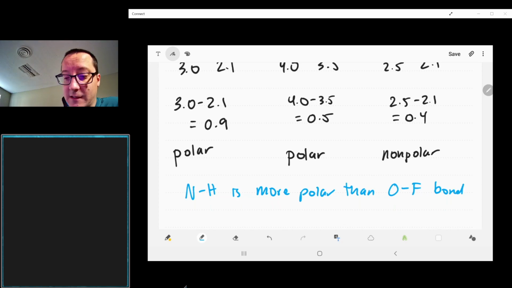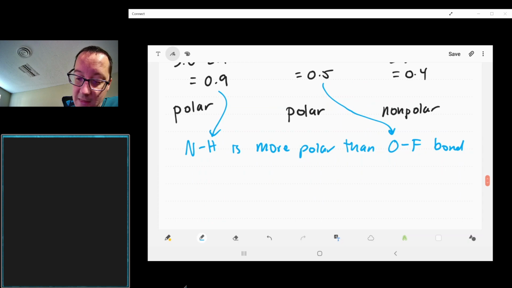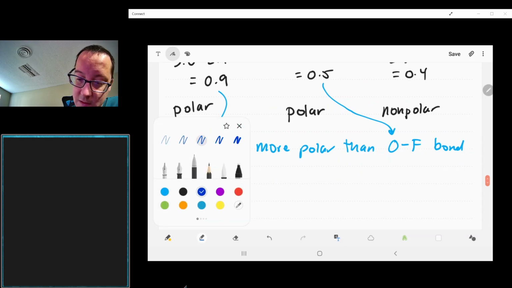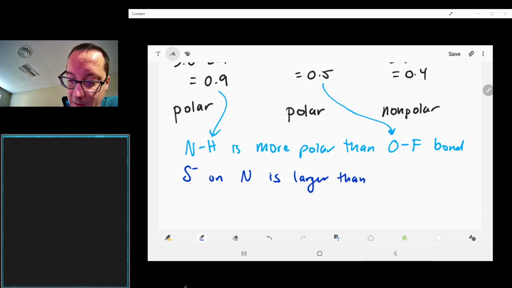And that makes sense, right? We have a greater difference of electronegativity between nitrogen and hydrogen than we do with oxygen and fluorine. And so we're going to see that that will be a more polar bond. And that means the partial negative on nitrogen is larger than the partial negative on fluorine in these particular bonds.